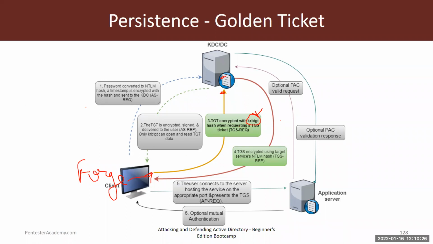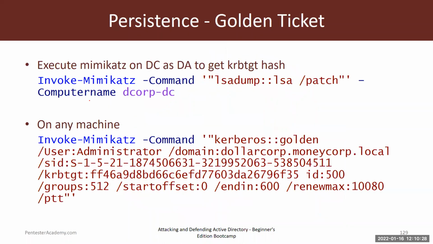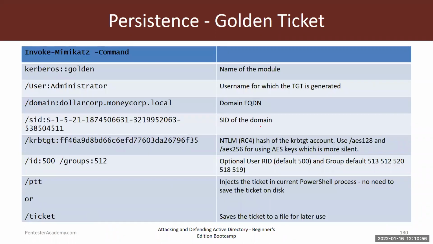Now, how do you create a TGT? Mimikatz. Once you have access, we need to run the first command as a domain administrator to be able to extract the secrets. Once you have the hash of the krbtgt account, you can run this command or any of the Mimikatz variants from any machine that can reach the domain controller over the network, and it will create a TGT for you. Let's take a look at the breakdown of the command. So Mimikatz, Invoke-Mimikatz or any of its variants, the module is called kerberos::golden. That's the name of the module.